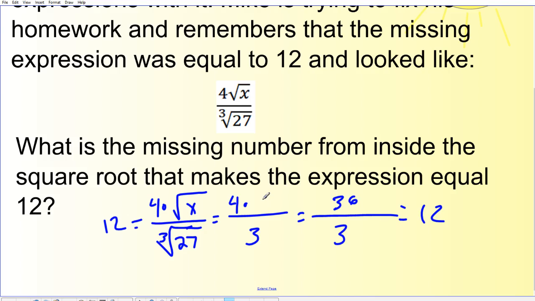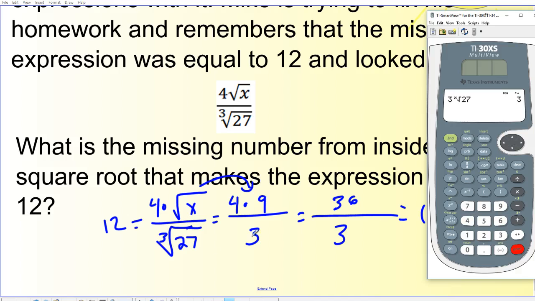4 times 9 is 36. 36 divided by 3 is 12. So if I can figure out what square root of what number gives me 9, I'm done. All right, so square root of what gives me 9?